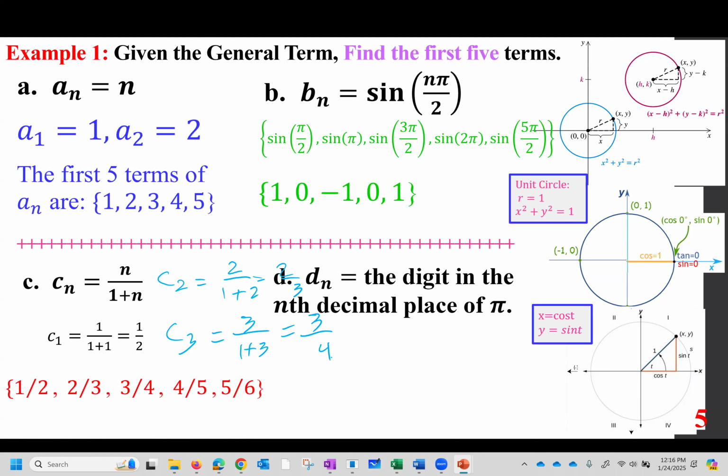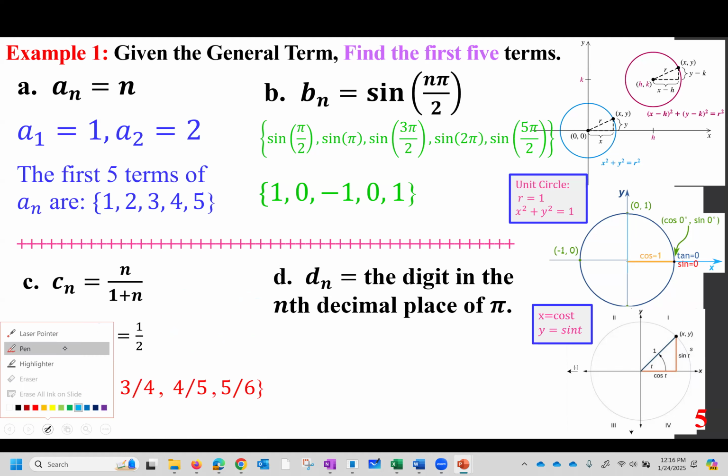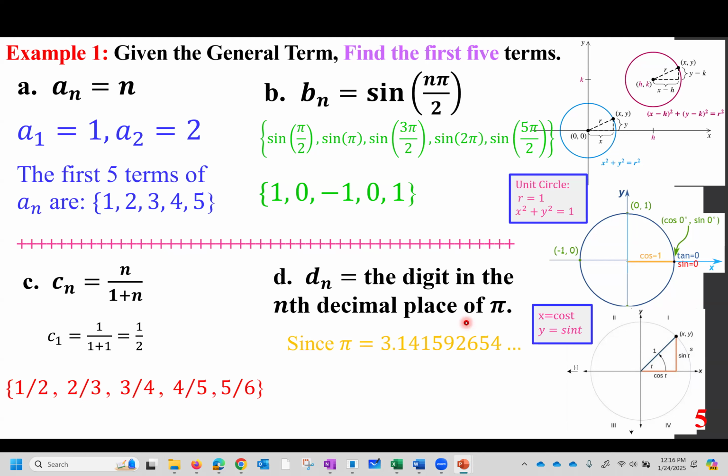Now, let me erase my work. D sub n is the digit in the nth decimal place of pi. As you know, pi is not equal to 3.14. It's approximated by that, and it's equal to 3.14159, and it continues indefinitely. It's important to know that.